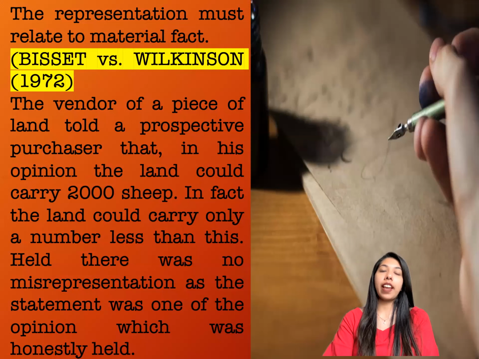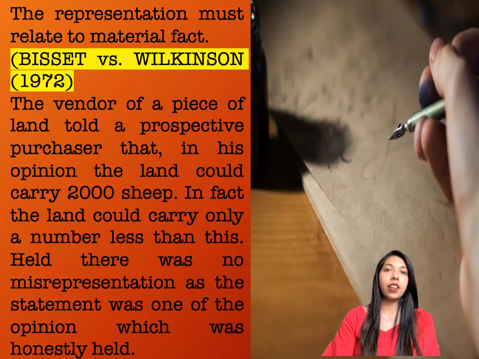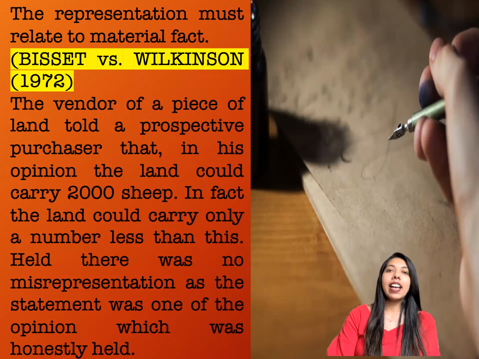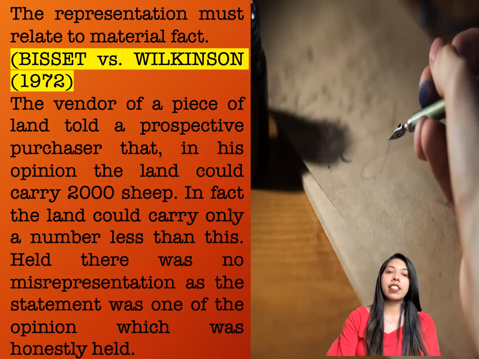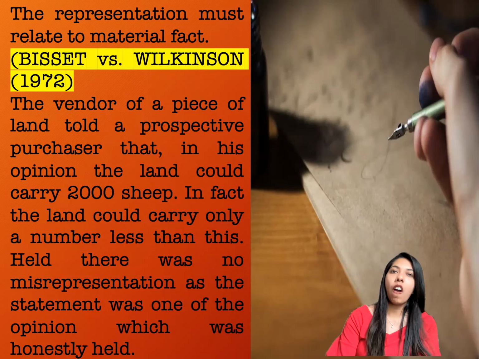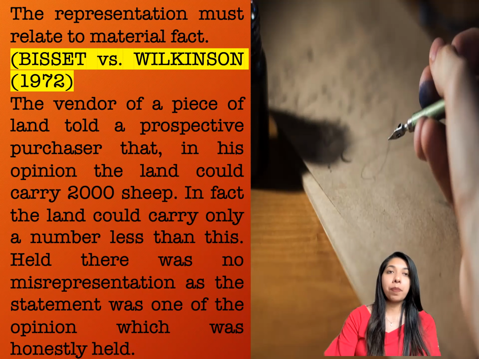In fact, the land could carry only a number less than that. The vendor made a statement, an opinion, that this land could carry 2,000 sheep, but in reality, it was not like that. The purchaser bought the land, got to know that it could carry fewer than 2,000 sheep, and filed a case. The court held that there was no misrepresentation, as the statement was one of opinion which was honestly held. That means the person didn't have any intention to defraud the other party, the buyer. He just made an opinion, and that does not relate to a material fact.